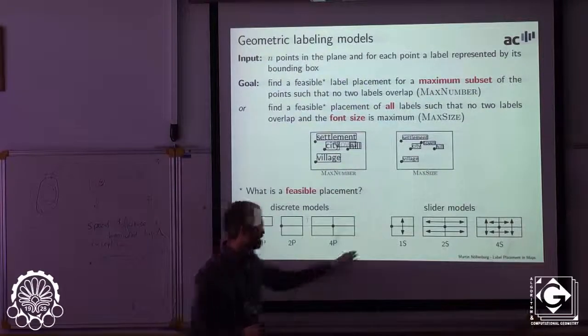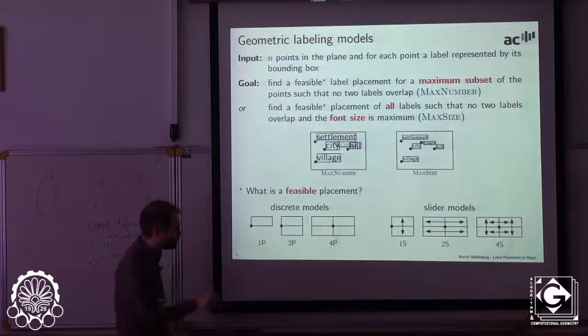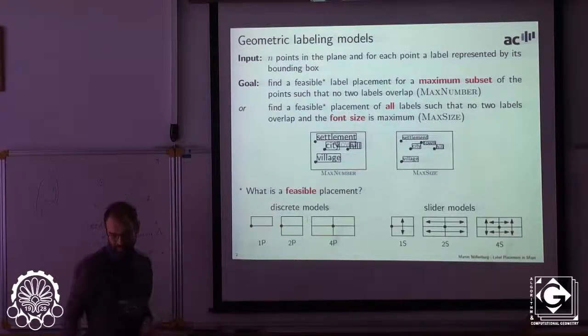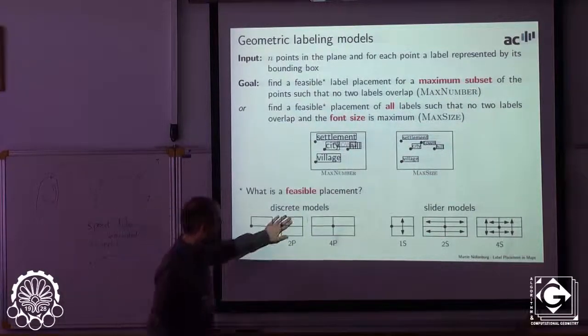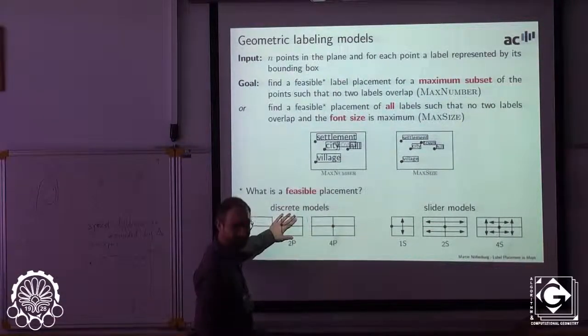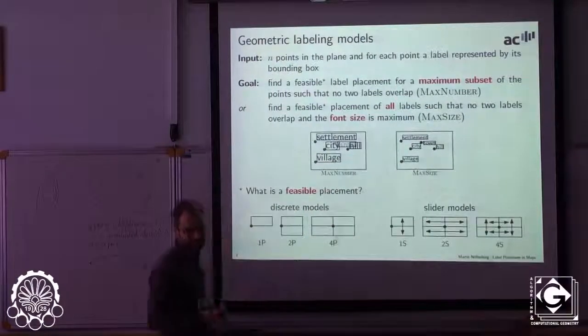Then you can also say, okay, maybe we don't care how close the label is to the point. Let's be able to move that label completely around the point. Yeah? And these would be slider models, also coming in different flavors. Of course, you can imagine that this is a subset of positions of the slider models. So any solution that you compute here is also valid here, but maybe you can place more labels if you allow some shifting.